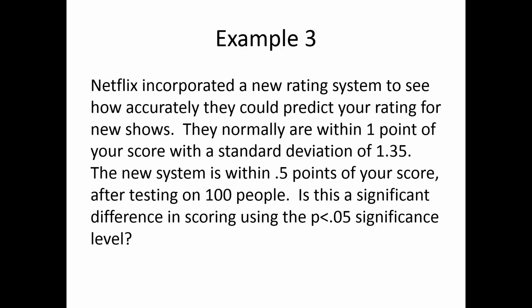So normally they're within 1 point of your score, the standard deviation of 1.35. So anytime you see normal, that means it's going to be the population mean, population standard deviation, sigma. The new system is within 0.5 points of your score, so that's the sample mean. And we're testing it with 100 people, so that's N.